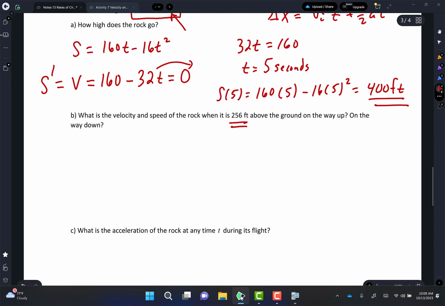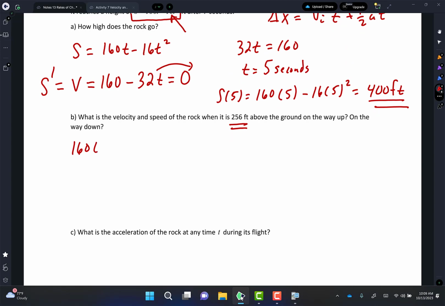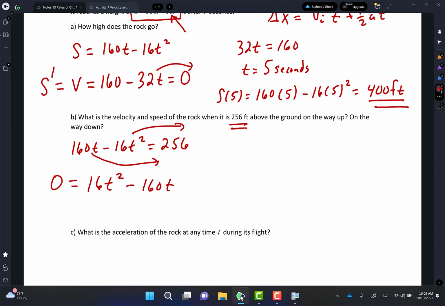So use your position equation again. You go 160t minus 16t squared and set it equal to 256. I'm going to move the 16t squared and the 160t to the right. So I have 0 equals, and I'm going to write the 16t squared first because it has the highest degree, minus 160t plus 256. I don't see any errors. I wanted to have the 16t squared positive.